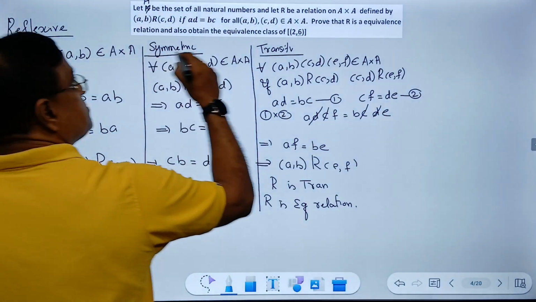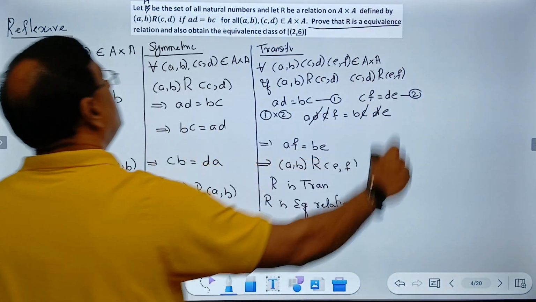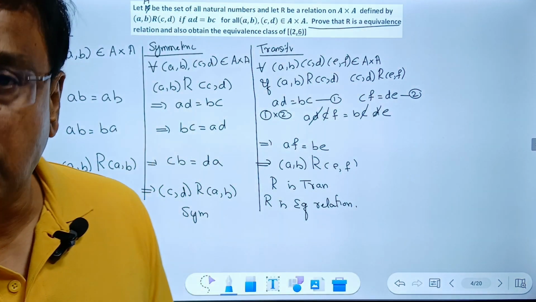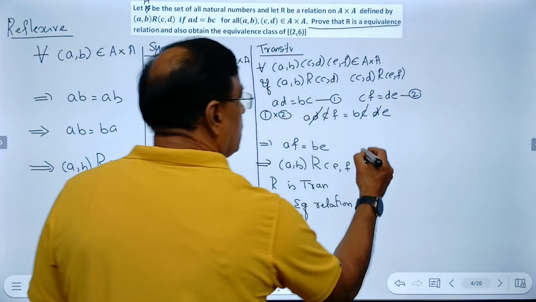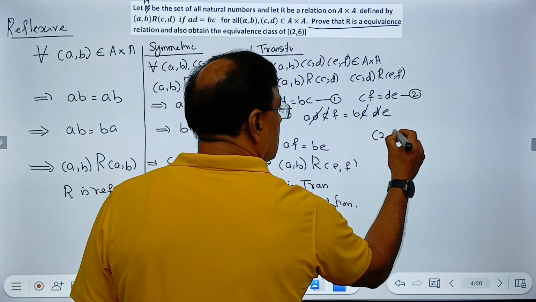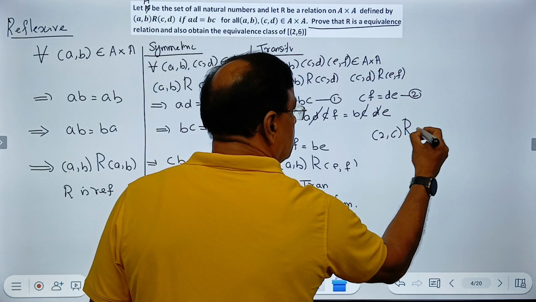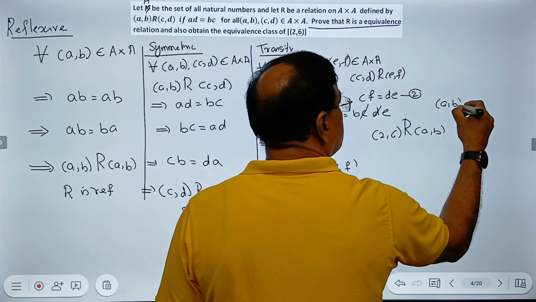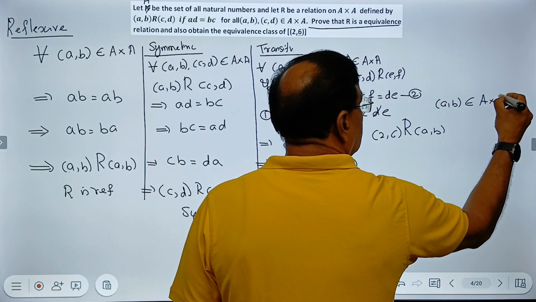That finishes the first part of the question. Prove that R is an equivalence relation. Also obtain the equivalence class of (2, 6). So just like what we did before, let us choose (2, 6) and we'll allow it to relate to an element (A, B). Here (A, B) belongs to A cross A.